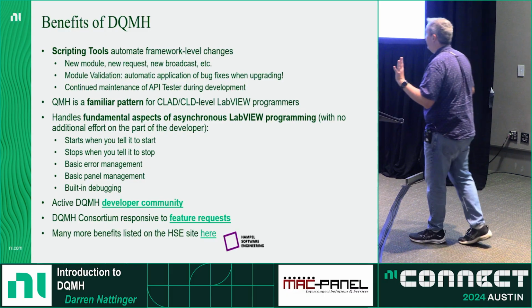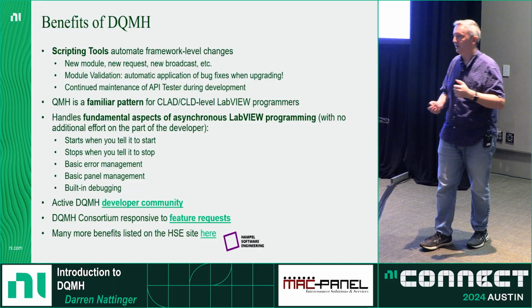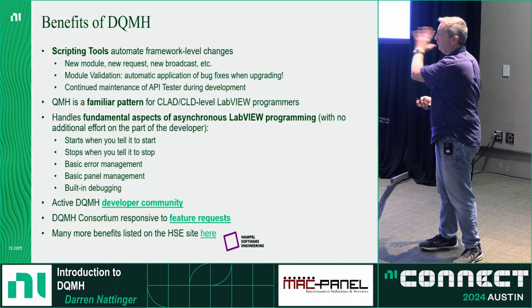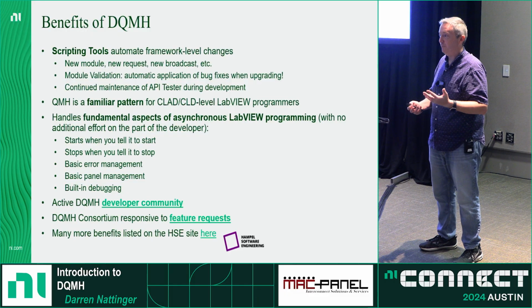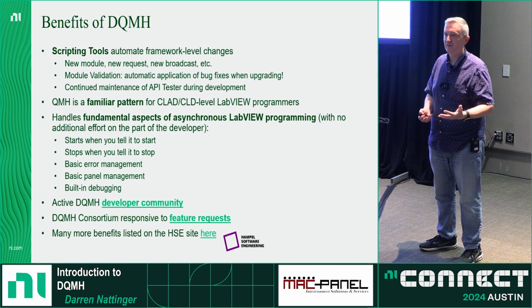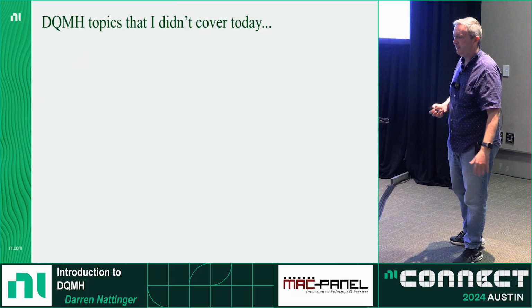Bunch more benefits. Hampel Software Engineering is a company that actually wrote the generic networking template that I mentioned earlier. They have a lot more benefits that they like to talk about with DQMH. I don't work for them, but I talk to them a lot, and I'm pretty confident in saying that every project they work on is DQMH based. So they have a lot of advice to give on best practices and benefits.